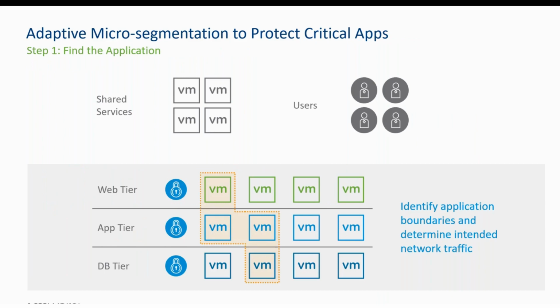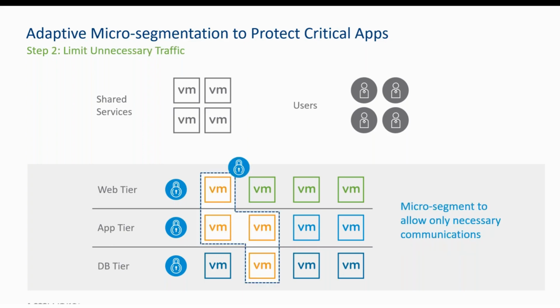So when it comes to securing our apps, how do we actually do that with micro-segmentation? Well, first we need to understand the application. We can't secure it if we don't understand it. So we need to be able to determine which VMs make up our applications. And once we do that, then we need to find out what traffic is actually necessary in order for that app to function.